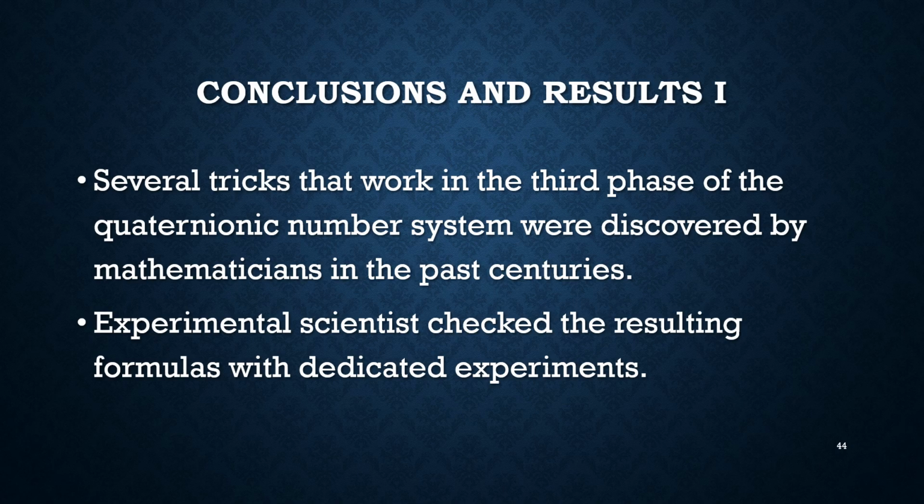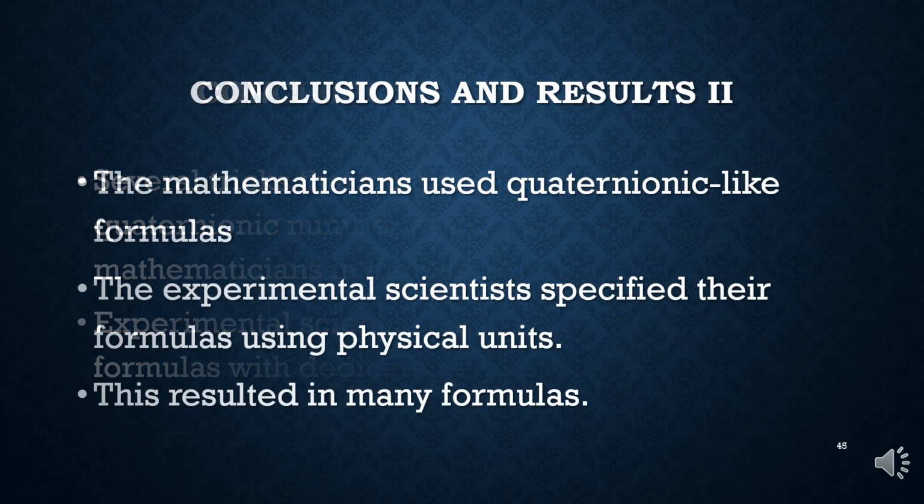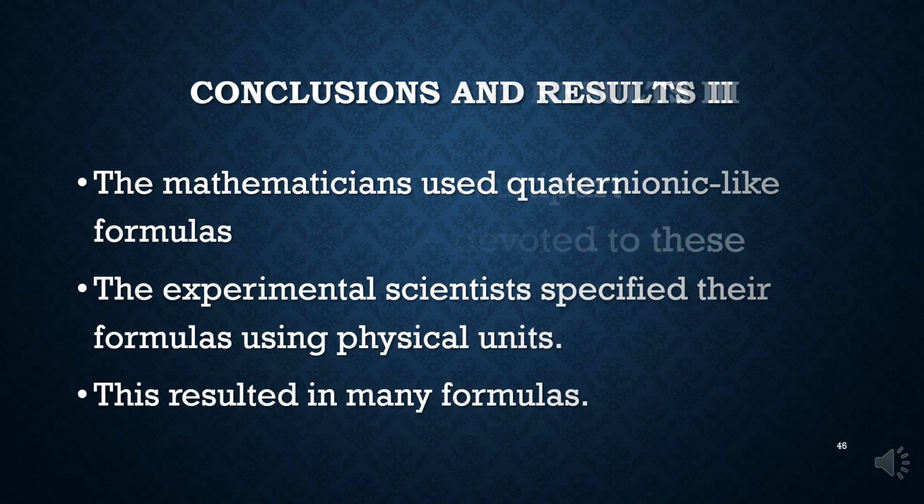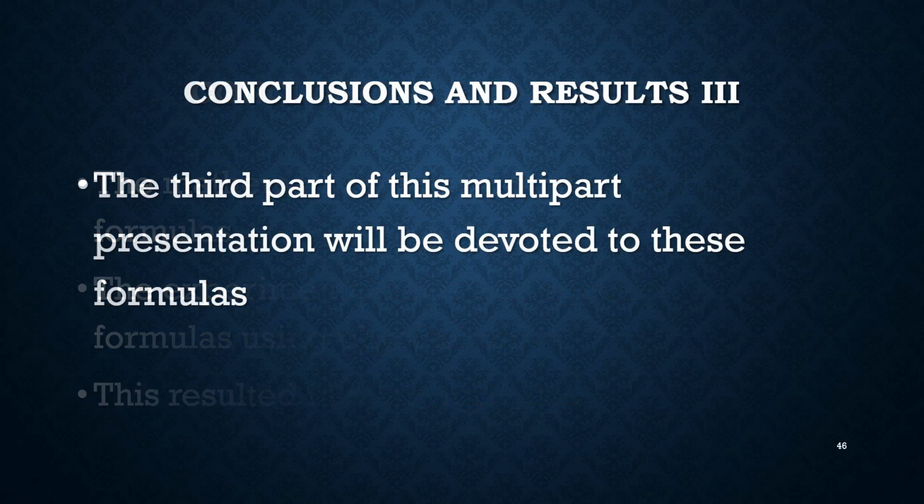Experimental scientists checked the resulting formulas with dedicated experiments. The mathematicians used quaternionic-like formulas. The experimental scientists specified their formulas using physical units. This resulted in many formulas. The third part of this multi-part presentation will be devoted to these formulas.